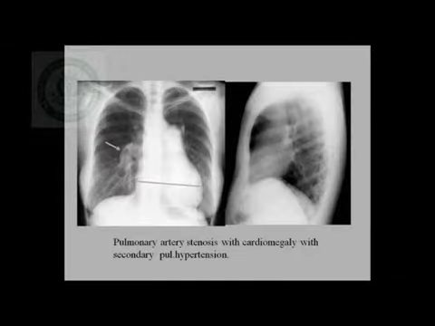Again, a cardiomegaly with prominent pulmonary bay and prominent pulmonary hilum with increased lower lobe vascular markings, and these are very characteristic of mitral valvular heart disease with secondary pulmonary hypertension changes.